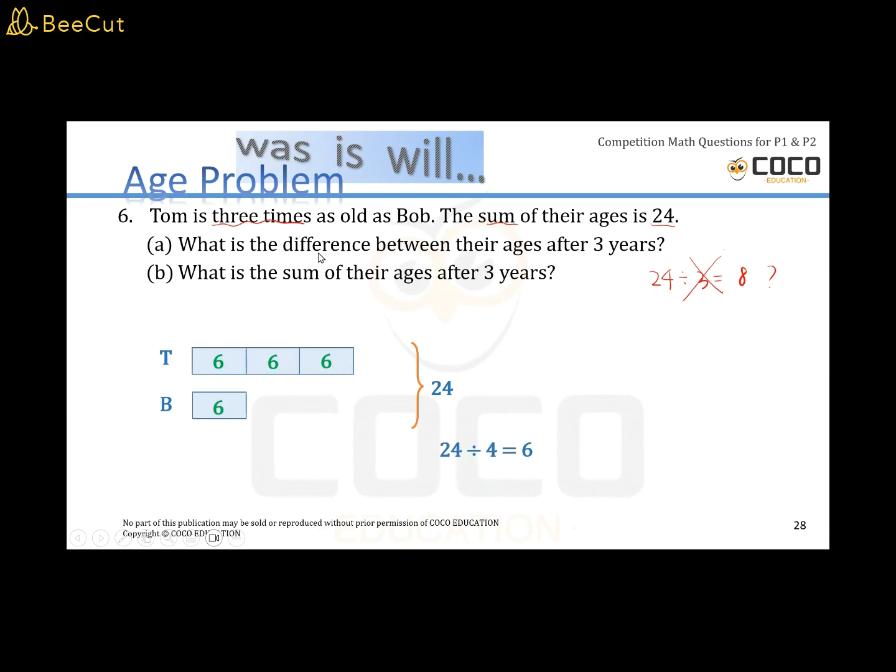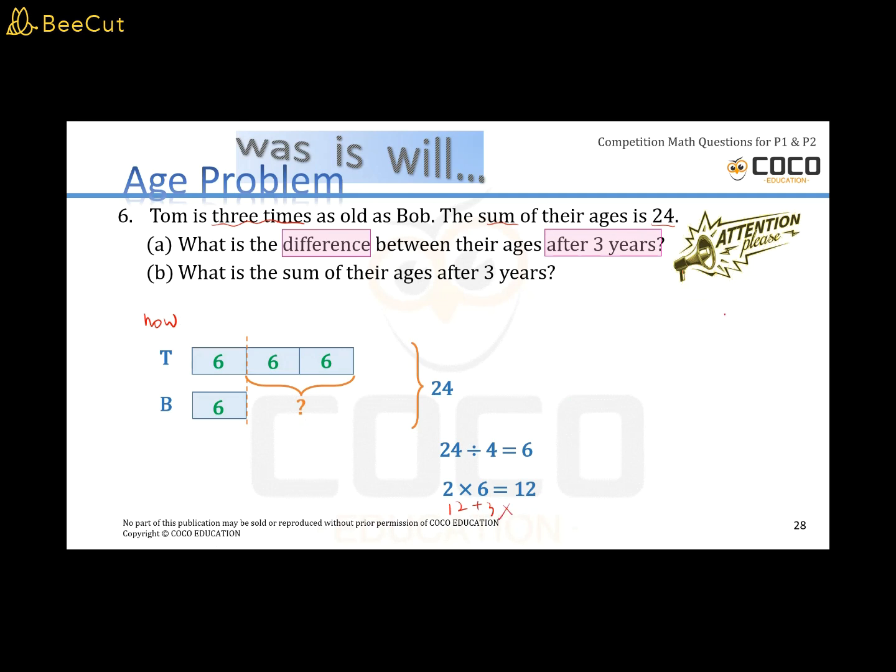The question asks us to find the difference. From the model, we can see the difference include 2 boxes. So 2 times 6 equal 12. But this is the difference of their age for now. Then the question asks us to find the difference after 3 years. Should we use 12 plus 3? No. Why? Because we know that the difference never changes. Tom is 12 years older than Bob now. Tom will still 12 years older than Bob 3 years later.